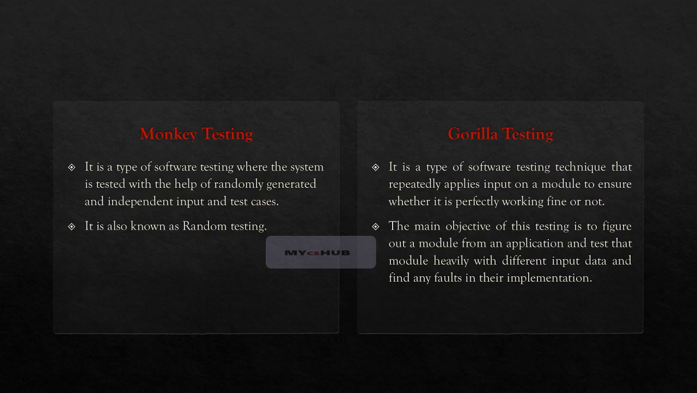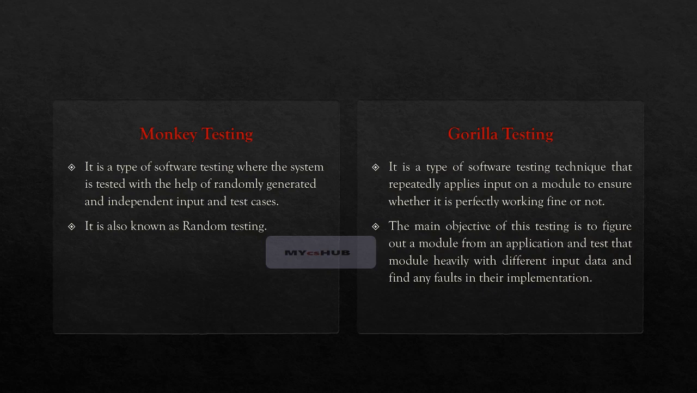Generally, the perspective of the QA engineer is to break the particular functionality with this input, and we validate the reliability and the scalability of the function of the application in this type of testing. The main objective of this testing is to figure out a module from an application and test that module heavily with different input data and find any fault in its implementation.